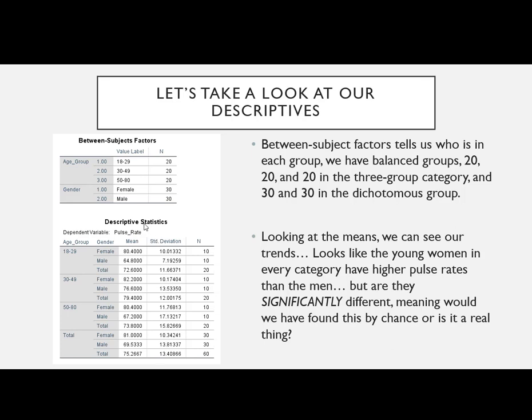So we're looking at our descriptives, and you can see we have age group and gender. This is the between-subjects factor. It's just telling us our sample size and how many were there. And then you see our trends: it looks like the young women in every category have higher pulse rates than the men. So we have female, male, and total in this age bracket, female, male, and total in that age bracket, and so forth. We can see that the women have higher pulse rates than the men in each of the age brackets. But are they significantly different? Meaning, would we have seen this by chance, or is it a real thing?